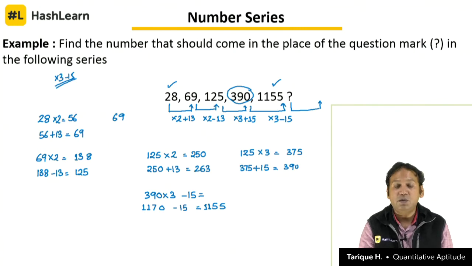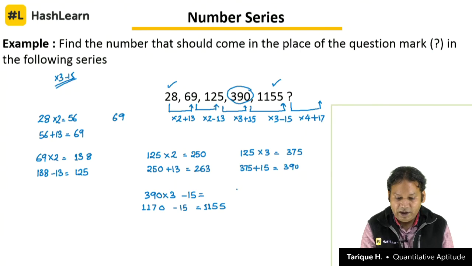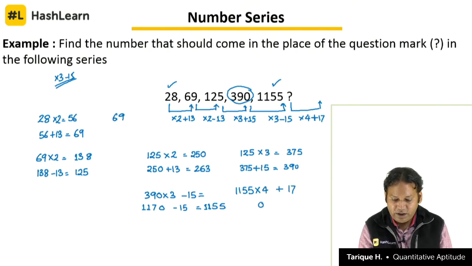So what should be the next number? Into 2 plus 13, into 2 minus 13, into 3 plus 15, into 3 minus 15. So next one should be into 4. It should be plus. Now plus 13 minus 13 plus 15 minus 15 should be plus 17, because 17 is the next odd number. That means the answer should be obtained by multiplying 1155 into 4 and adding 17 to it. So 4 into 5 20, 2 in hand, 20 plus 2 22, again 2 in hand, 44 plus 2 46, 4620 plus 17, that gives us the answer 4637.